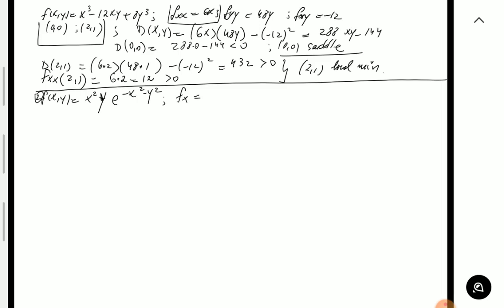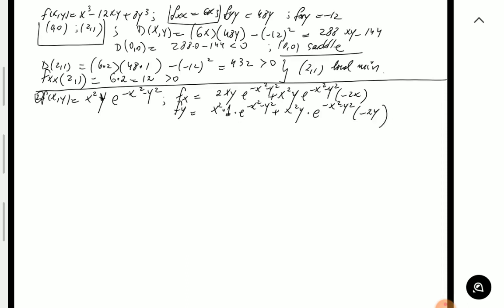So partial x should be, we have the product rule, the chain rule, so 2xy e to the minus x squared minus y squared plus x squared y, and now we differentiate the exponential with respect to x. Let's do partial y now. Again, the product rule, x squared times 1 times the exponential. Continue with the product rule. Now we differentiate the exponential with respect to y, and we get this.